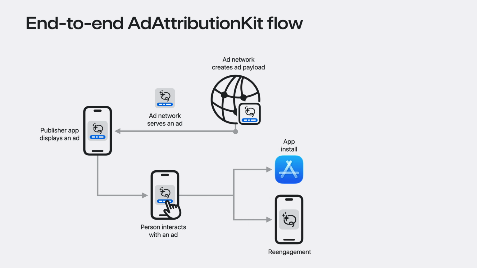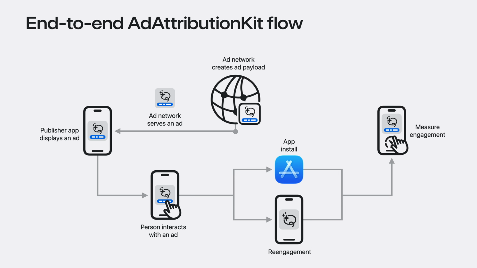Re-engagement conversions occur when someone engages with an ad for an app they already have installed, taking them into the advertised app directly. Once a conversion has occurred, the advertiser measures interactions and engagement that people perform inside of their app. After the conversion window has ended, the data representing the conversion and engagement measurements are transmitted in the form of a postback back to the ad network. And that completes an end-to-end flow of AdAttributionKit.